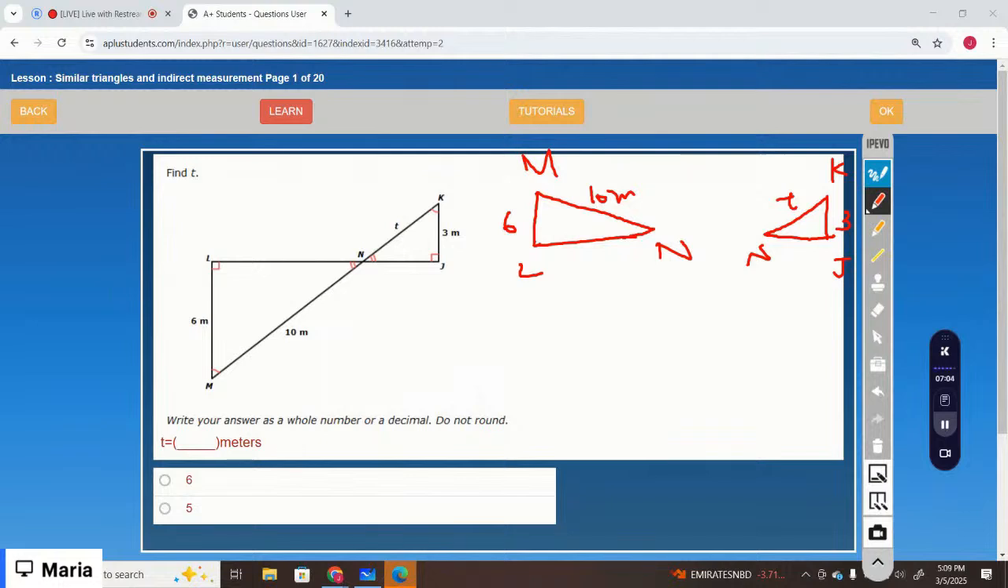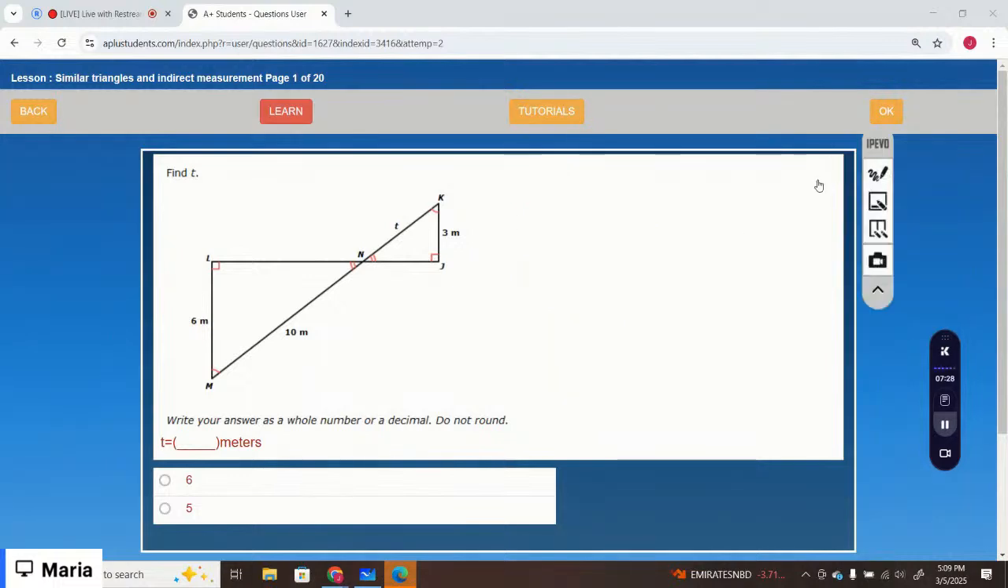So ML and KJ are similar because the angles are congruent, right? So that is 6 divided by 3 equals 10 divided by t. So that is 6t equals 30. So t equals 5. Option number 2 is the correct option, right? The correct option is option number 2. t equals 5.